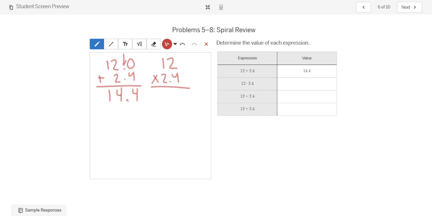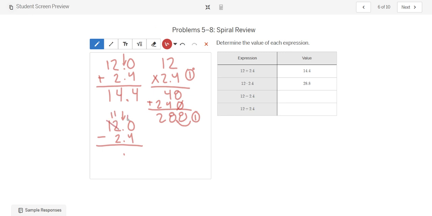Ignore the decimal, but there's one decimal place in the question, so I know there's got to be one in the answer. 4 times 12 is 48. Placeholder 0, 2 times 12 is 24. I add those together, I get 288, but I need one decimal place because there was one in the question, so it's 28.8. Subtraction problem. I'm going to set it up just like the addition problem. 12.0 minus 2.4, line up the decimals, and then the decimal is going to drop on down. I've got 12, I need to borrow, I'm going to make that an 11. That's 10, 6, and 9.6.